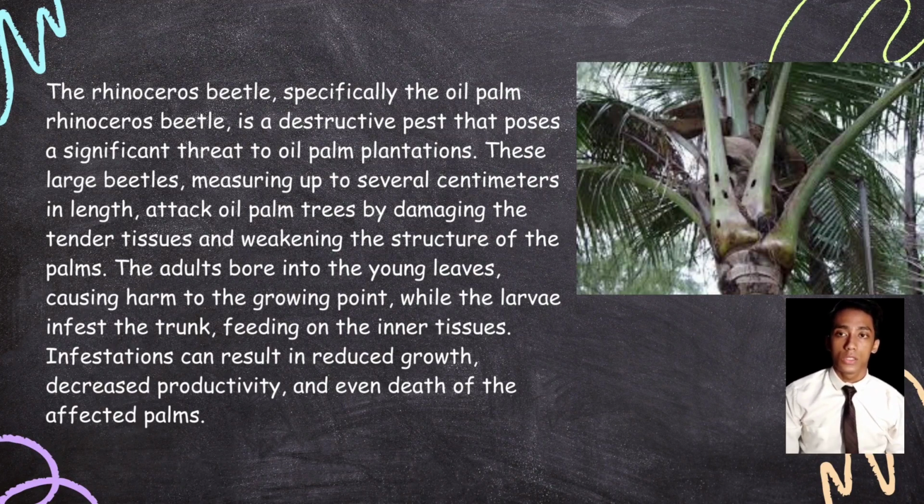The rhinoceros beetle, or specifically the oil palm rhinoceros beetle, is a destructive pest that poses a significant threat to oil palm plantations. This large beetle, measuring up to several centimeters in length, attacks oil palm trees by damaging the tender tissue and weakening the structure of the palm. The adult bores into the young leaf, causing harm to the growing point, while the larva infests the trunk, feeding on the inner tissues. Infestation can result in reduced growth, decreased productivity, and even death of the affected palm.